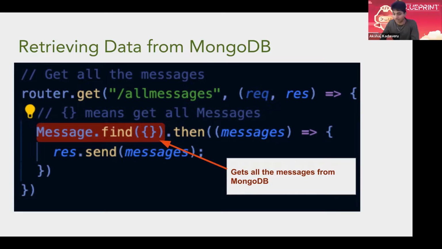And it takes time for that to happen because we have to go to the database, retrieve the messages, and come back. So message.find is an asynchronous function, meaning that we have to use .then. And that's what we do. We get all the messages and then we send them back.